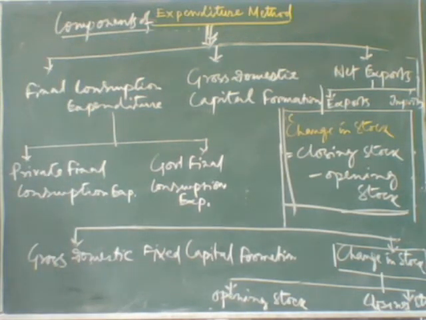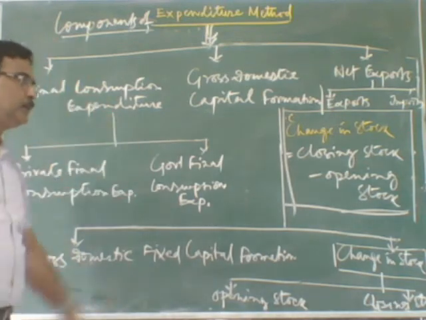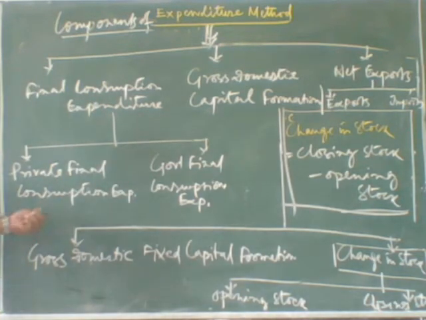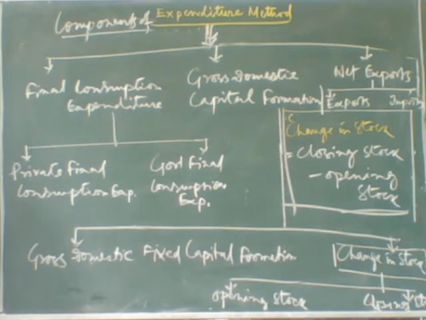Number three, gifts received in kind. That means whenever gifts are received by a person, it will be considered final consumption expenditure. And imputed rent of owner-occupied houses is also a part of private final consumption expenditure.